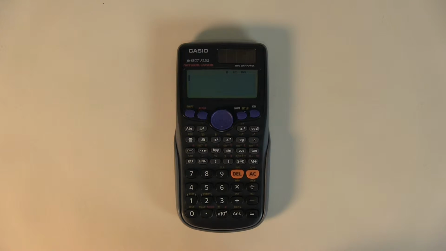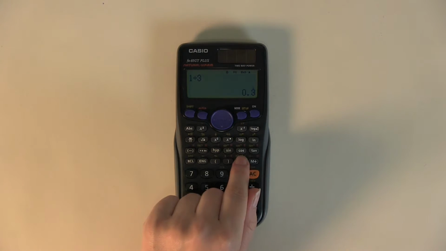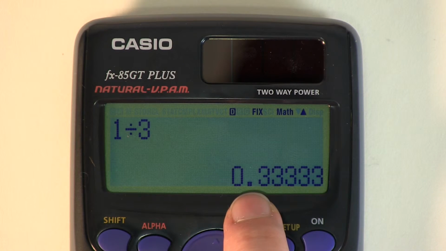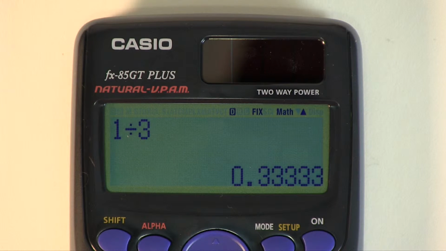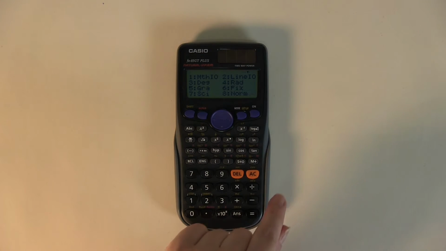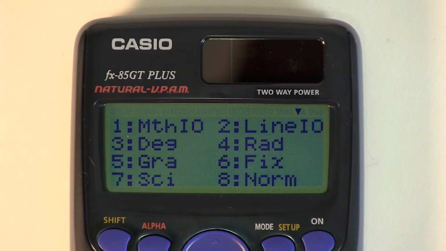So let's look at the calculation. Let's say I wanted to calculate 1 divided by 3. That's a third, and if I press this one, that shows me it's 3 recurring infinitely, and if I press that again, that is giving me the rounded answer for this to 5 decimal places. Okay, let's come out from this setting so we can look at a different one. Let's look at setting 7.